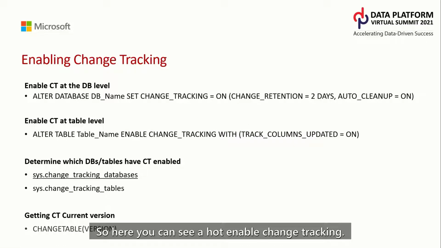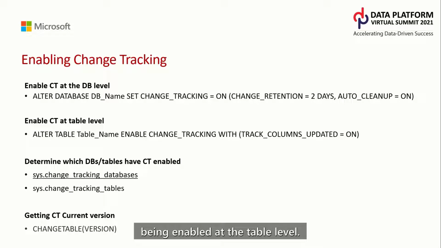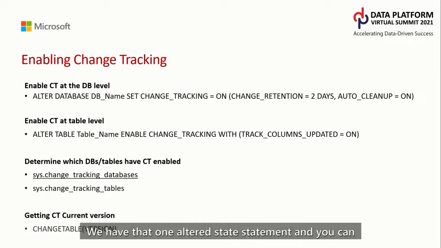So here you can see how to enable change tracking. You have to enable it at the database level, and you have the change retention and auto cleanup parameters. Then you have the change tracking being enabled at the table level. We have that through an alter statement, and you can track columns updated on.